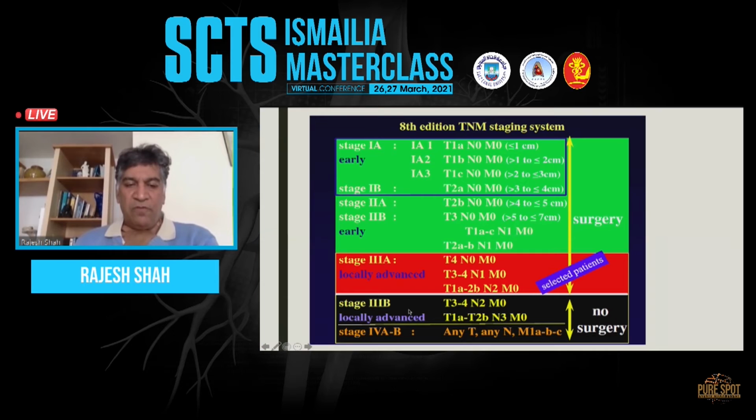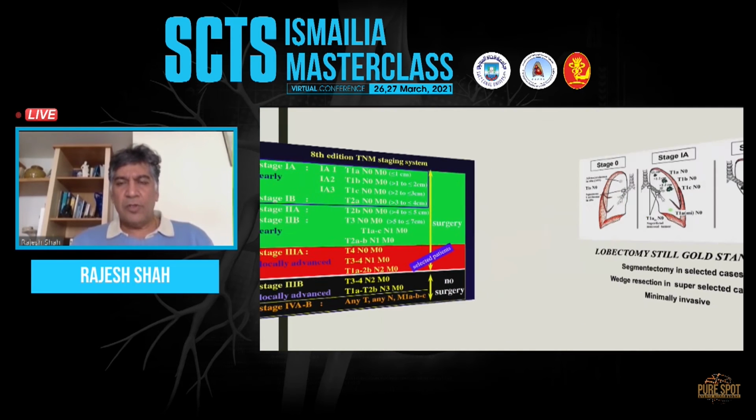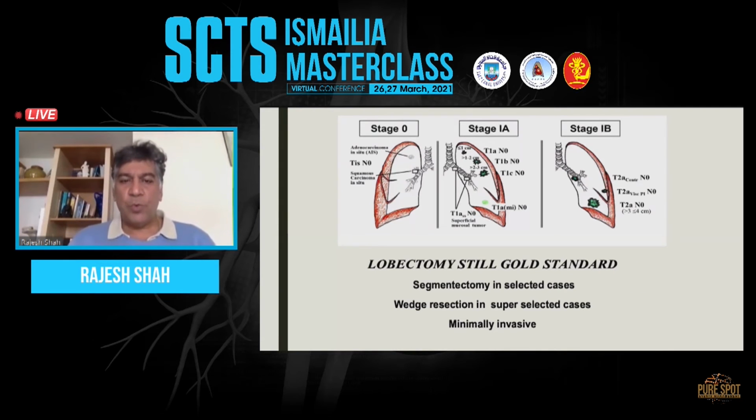And as we move further along in stage 3B and in stage 4, again, a very, very select group of patients may be considered for surgery. So early stage lung cancer, stage 1A, stage 1B, lobectomy still remains the standard of care. Segmentectomy can be considered in selected cases. Wedge resection in very, very super selected cases, and majority of these patients will have minimally invasive surgery, either with VATS or robotic surgery.